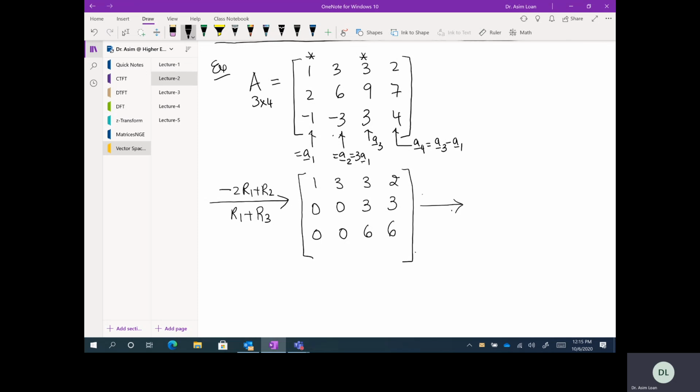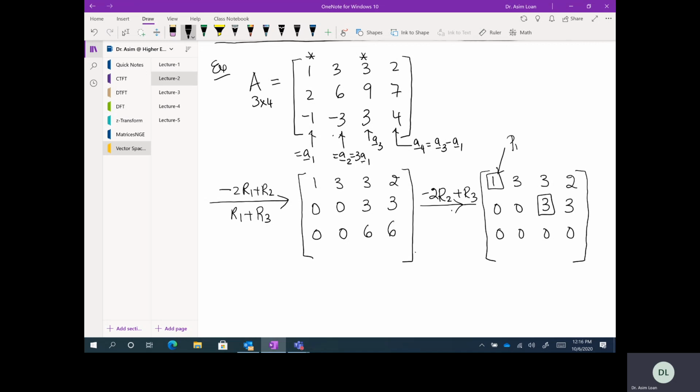And if I do minus 2 times row 2 plus row 3, I will get 1, 3, 3, 2, and then 0, 0, 3, 3, and 0, 0, 0, 0. So this is a pivot, this is a pivot, and what are pivots? This is a pivot, and this is also a pivot. And this is an upper triangular matrix, so this is U.